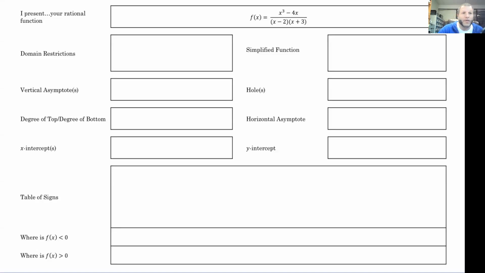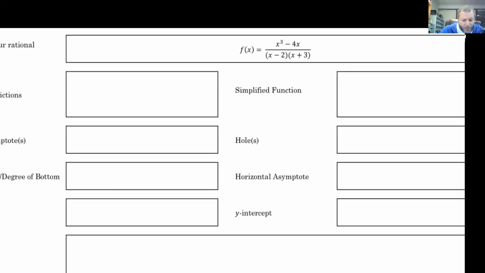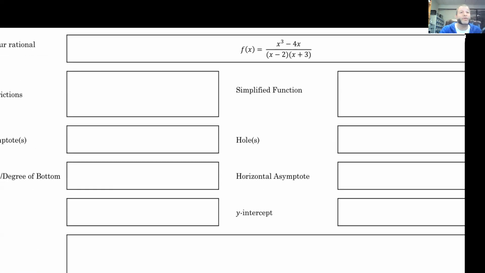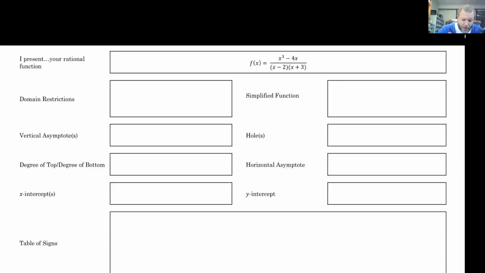All right, so for this first question, we want to break this thing down and get the table of signs, get the x-intercepts, y-intercepts, all that good stuff. I'll probably take the most time on this one, and then in subsequent videos I'll do them a little bit quicker. So in this case, we have this rational function.